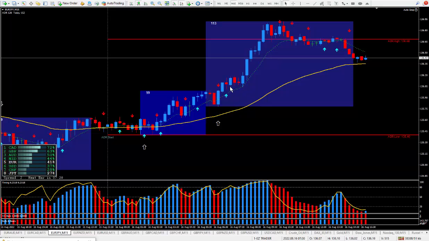And of course, every time you get a bit of a pullback and it touches the moving averages, you can add another position, or you can get in the trade if you so desire.